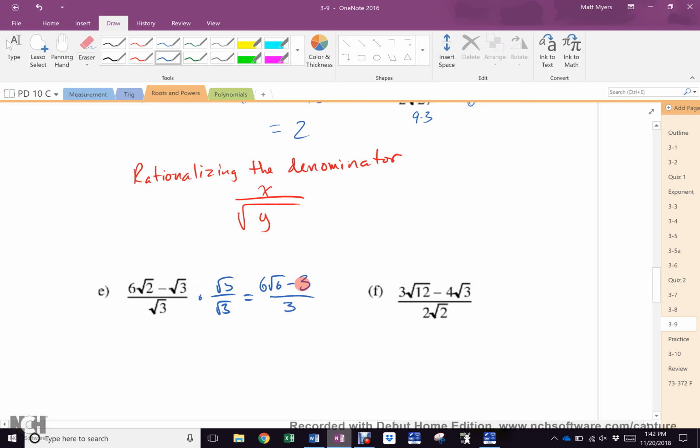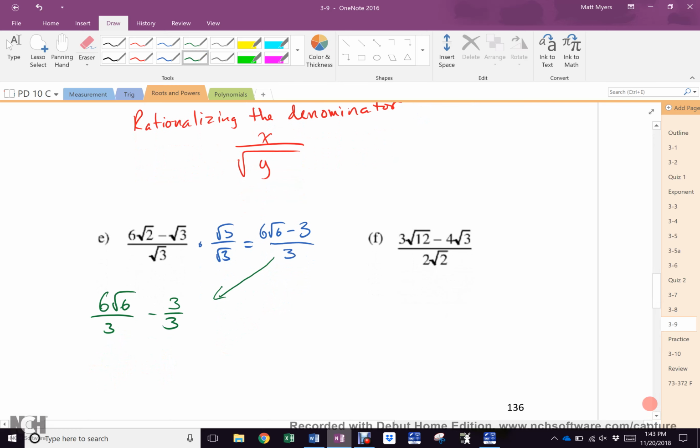Everybody cool? Now, I'm happy if you leave it there, but you could go one step further. This is 6 root 6 over 3 minus 3 over 3, correct? So what's that? 2 root 6 minus what's that? 1. That's the best answer. I'm happy if you get to there in grade 10. Everybody cool? Wait, can you explain that?